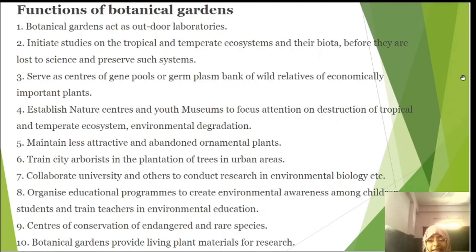They are centers for conservation of endangered and rare species. Botanical gardens provide living plant materials for research. You can take the many materials present in botanical gardens and have your research completed.